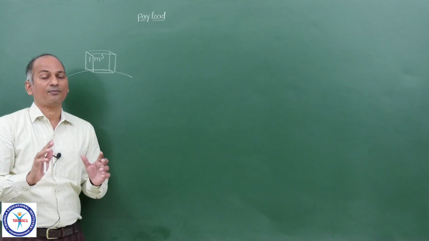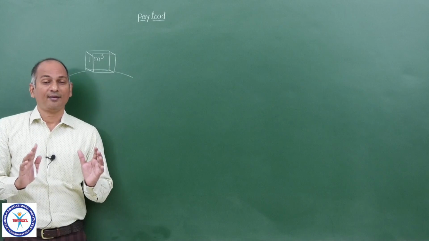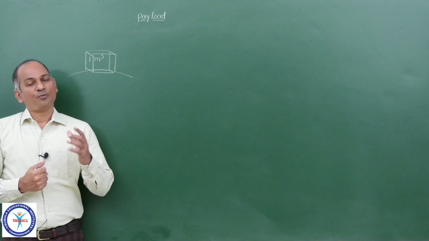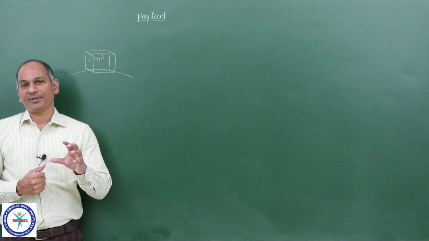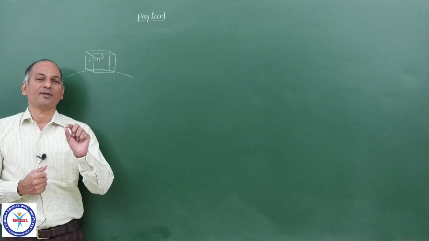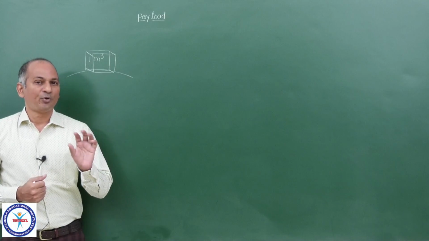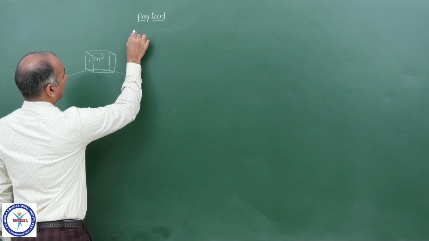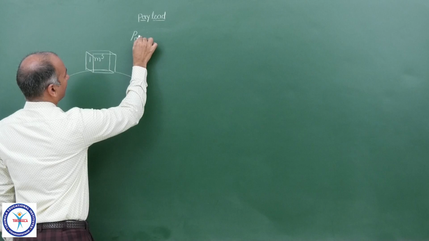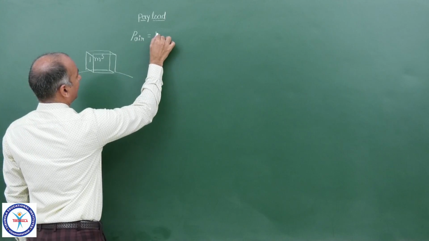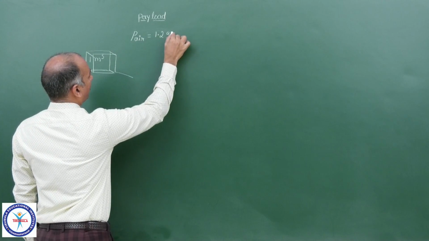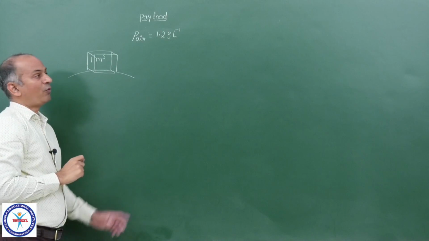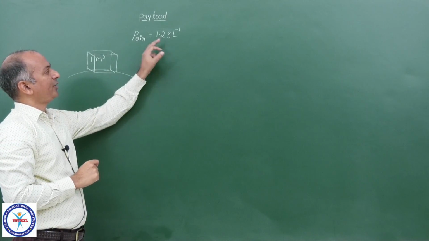One cubic meter of atmospheric air, which contains oxygen, nitrogen, and all that. Now, what is the weight of this particular sample? Actually, the density of atmospheric air is roughly 1.2 grams per liter. So 1 liter weighs 1.2 grams.